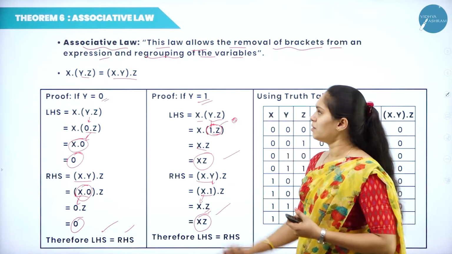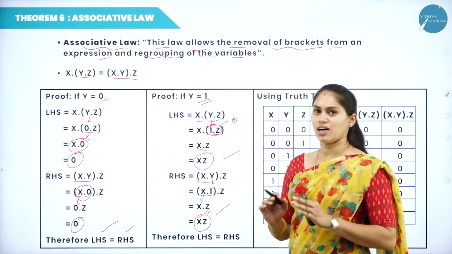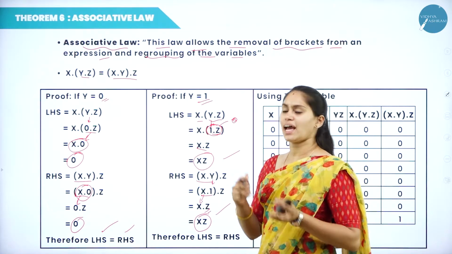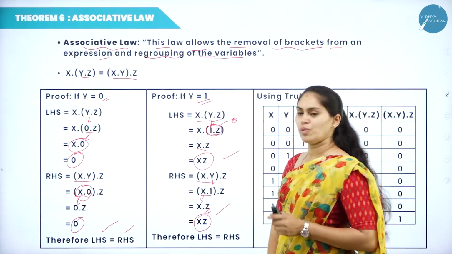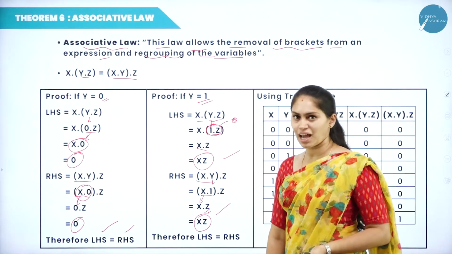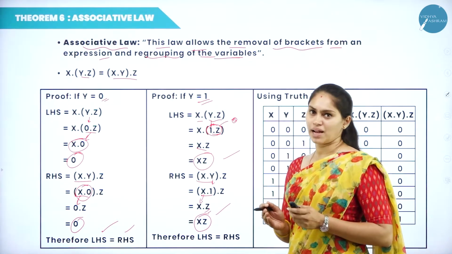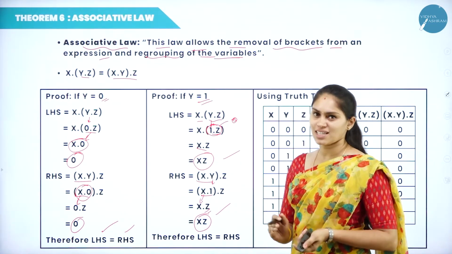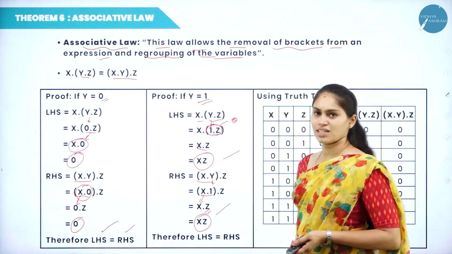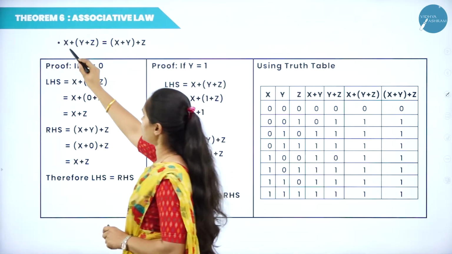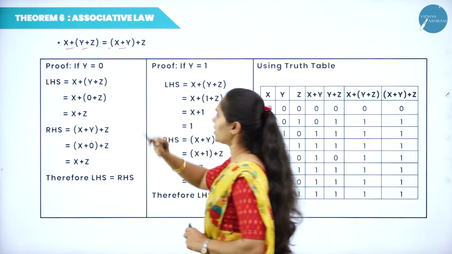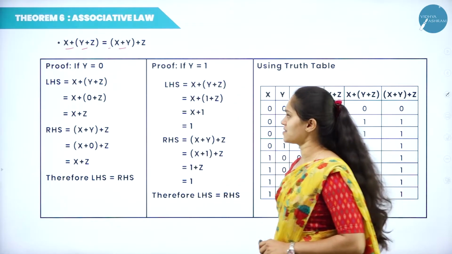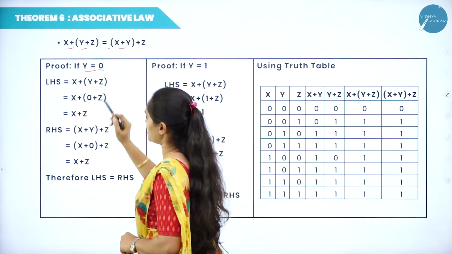We have proved that by removing the brackets of a particular expression, the variables can be regrouped. Regrouping of variables can be done by removing the brackets, and both yield the same result. That is the associative law. So x plus (y plus z) will be equal to (x plus y) plus z. Let me consider the y value as 0 now.